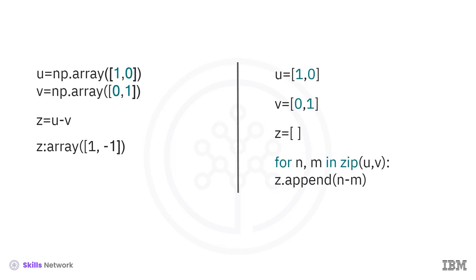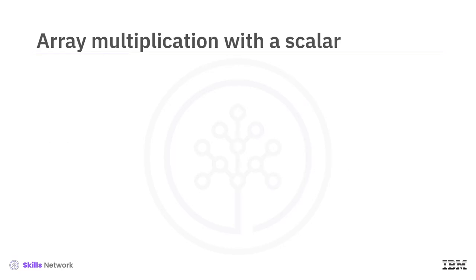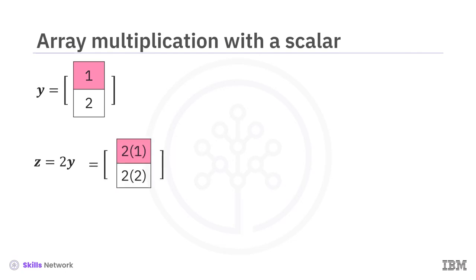It would require multiple lines to perform vector subtraction on 2 lists, as shown on the right side of the screen. Vector multiplication with a scalar is another commonly performed operation. Consider the vector y. Each component is specified by a different color. We simply multiply the vector by a scalar value, in this case 2. Each component of the vector is multiplied by 2. In this case, each component is doubled.